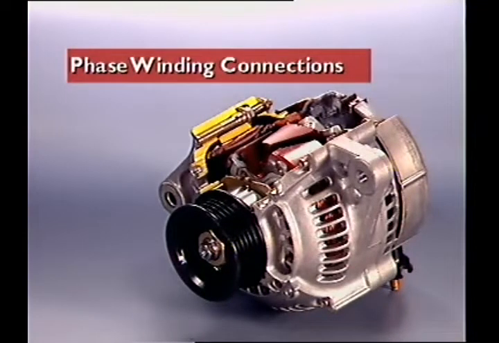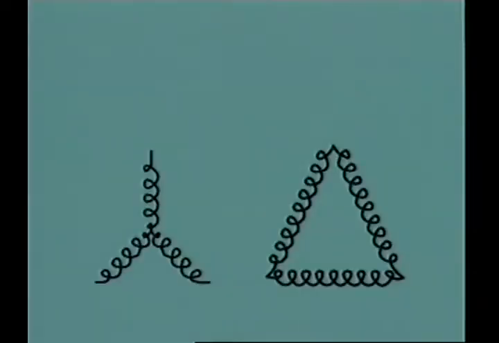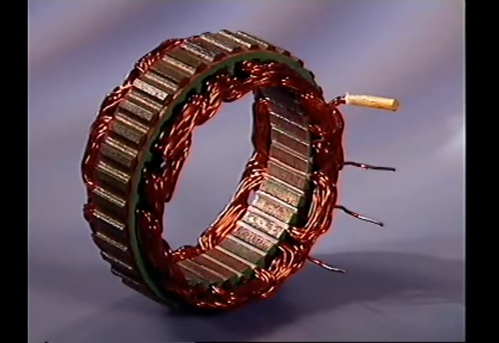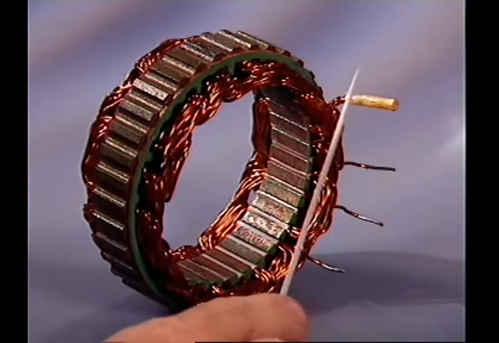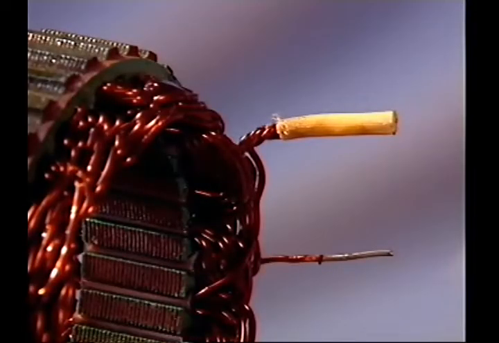This section examines connections of the phase windings. Two methods of connection can be used for the stator or phase windings: star or Y connection and delta connection. In the star method of connection, one end of each phase winding is taken to a central point where they are connected together. This is known as the star or neutral point.